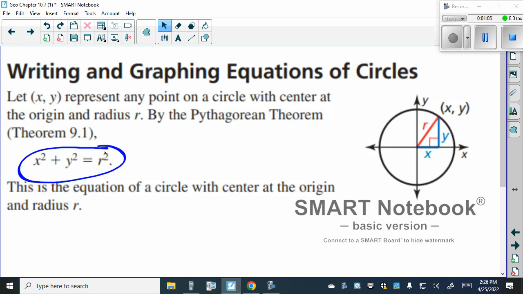Is that like the same as a squared plus b squared equals c squared? A little bit, because it is based off the Pythagorean theorem. So it's close to it.